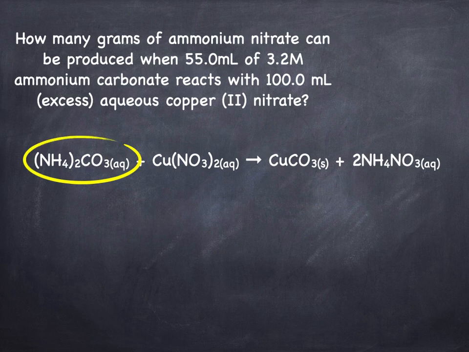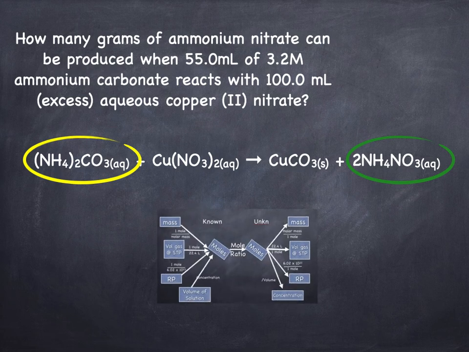So we start with a known and an unknown. We know we have 55 milliliters of a 3.2 molar solution. By the way, we also know we have 100 milliliters of aqueous copper nitrate, but we know that that is in excess, at least the amount of copper nitrate dissolved. So we don't have enough information to get to moles of that reactant. And we don't know how many grams of product we're going to produce.